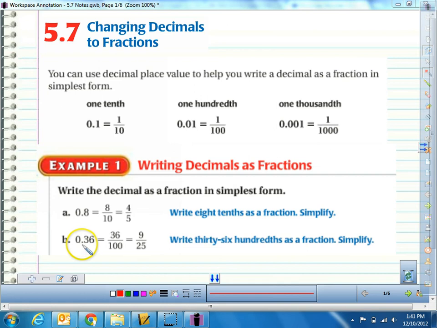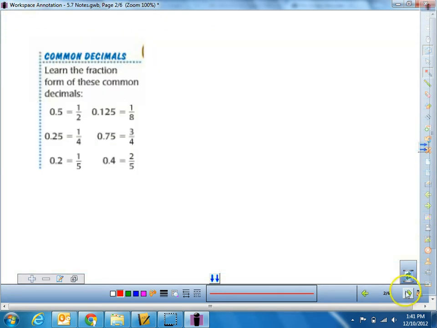Again, 0.36 is actually 36/100ths is how we would say it properly. So we start with 36/100 and simplify from there. Both 36 and 100 can be divided by 4. 36 divided by 4 is 9. 100 divided by 4 is 25. 9 and 25 don't have anything more in common, therefore we are done. 9/25 is the simplified form.